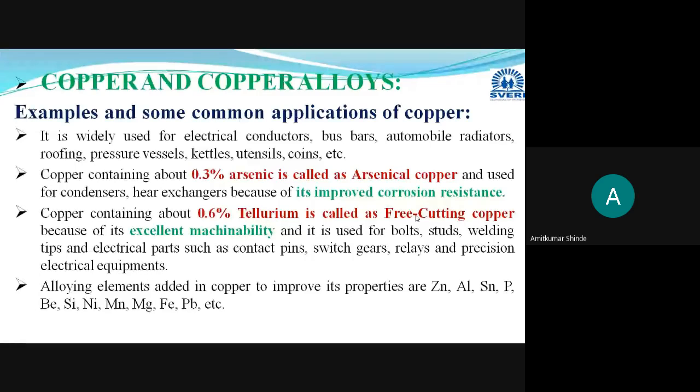Okay, the last point I have already discussed: you can add different alloying elements to copper to improve its properties. Those alloying elements may be zinc, aluminum, tin, phosphorus, beryllium, silicon, nickel, manganese, magnesium, iron, lead, etc. The number of alloying elements you can add depends on the required properties. So after discussing copper, its general properties and general applications, we will move towards the actual copper alloys.